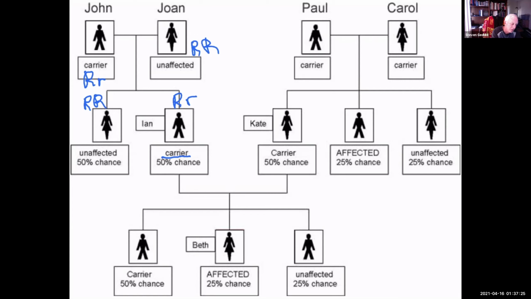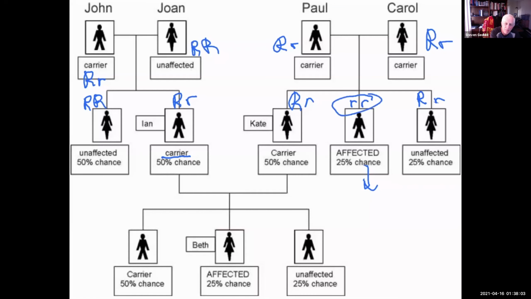Now, another couple down the street or across the world has carriers, which means big R, little r, and big R, little r. They get married, Paul and Carol. They have babies. 50% are going to be carriers, which means they're going to have a big R and a little r. 25% will be affected, which will mean two little r's, and then unaffected will be big R, big R. This child will probably die before being able to reproduce. This is an affected kid.